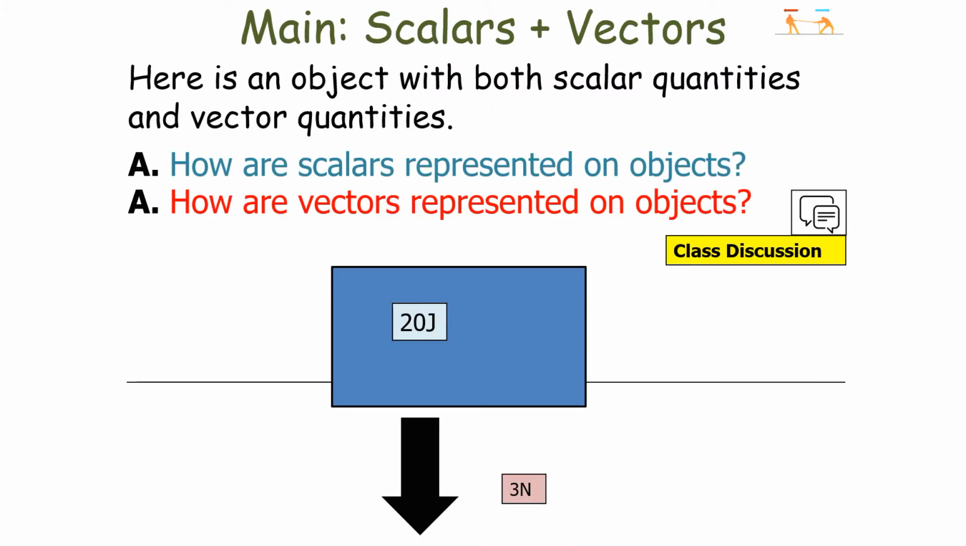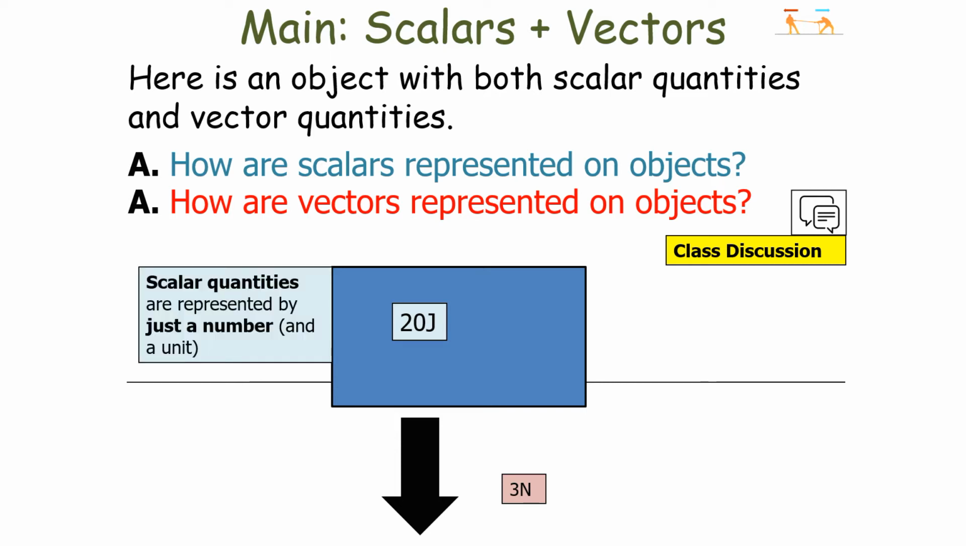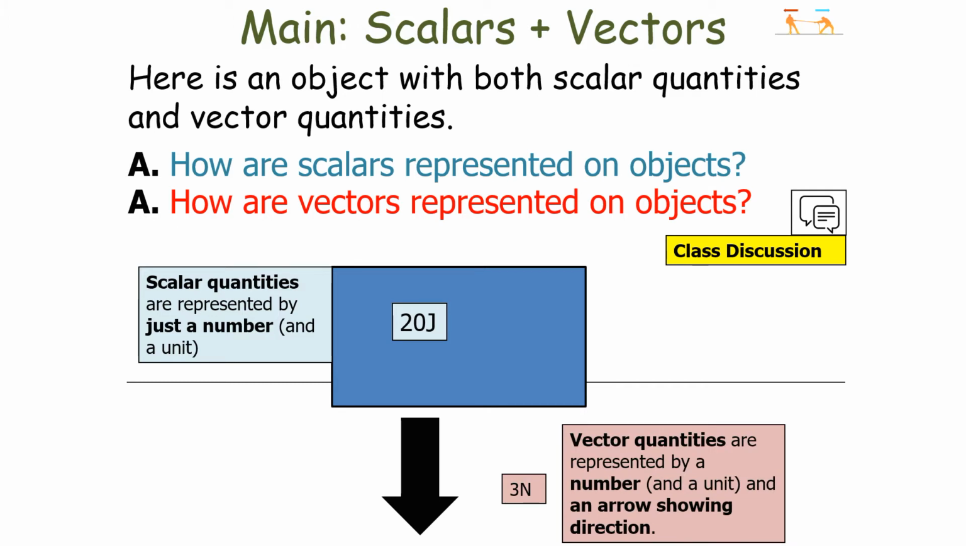So here's an object which has both scalar quantities and vector quantities. So how do we represent scalar quantities on objects, and how do we represent vector quantities on objects? Well, scalar quantities are represented by just a number and a unit, whilst vector quantities are represented by a number and a unit and an arrow showing their direction.